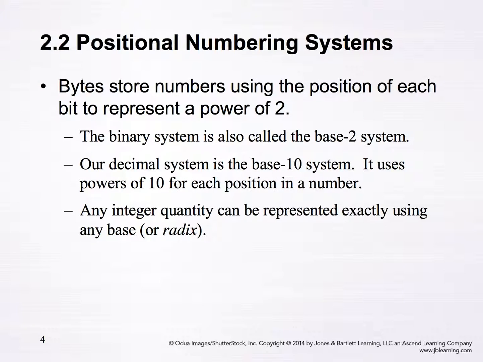In computers, we have the positional numbering system. A byte stores numbers using the position of each bit to represent a power of 2. So the binary system is called a base 2 system. A decimal system is the base 10 system. It uses a power of 10 for each position in a number. Any integer quantity can be represented exactly using any base or radix.